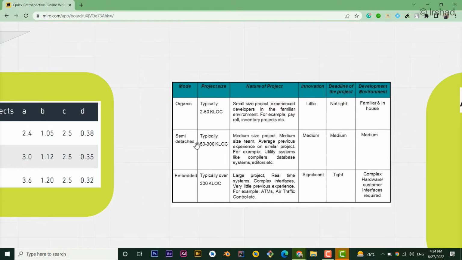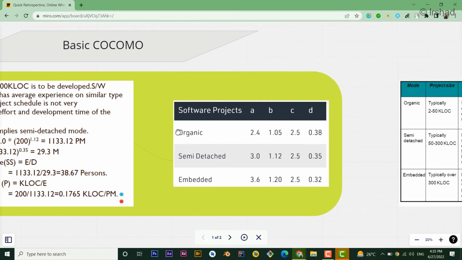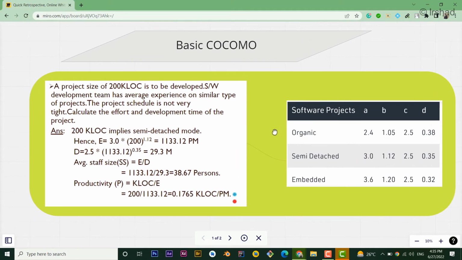And another thing is that the schedule is not very tight. Schedule means the deadline for the project, or actually the time period for the project. For organic, the schedule is always not tight, for semi-detached it is medium, and for embedded it is very tight. So not very tight means it is medium. From both of these clues we come to know that we are working on a semi-detached software.